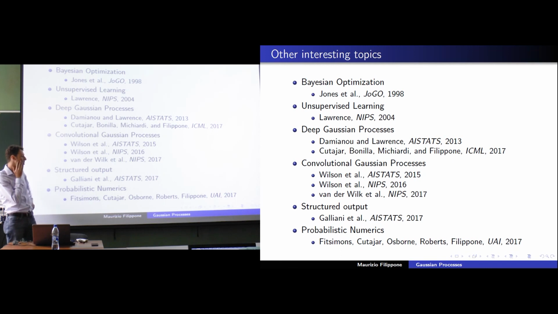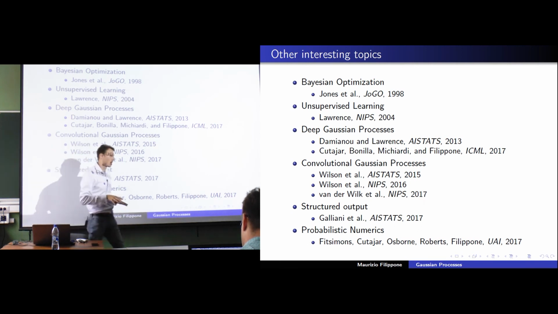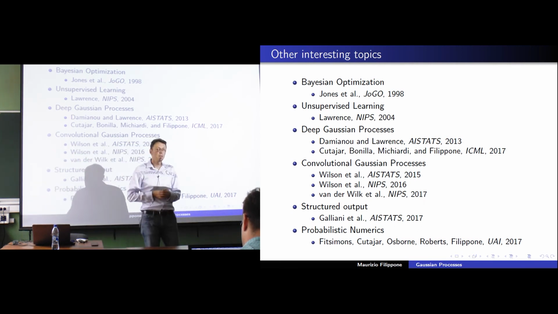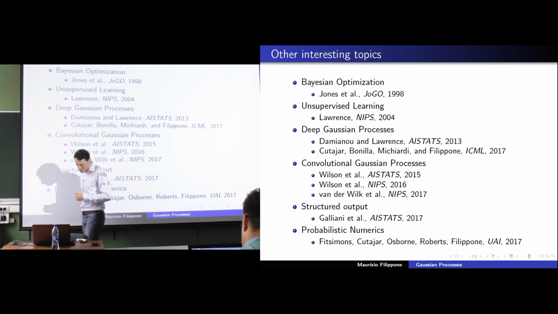I think it's really cool. I'm really excited about this. So there is a new movement called probabilistic numerics. This is Oxford mainly, Warwick, and Tübingen, Filippone.